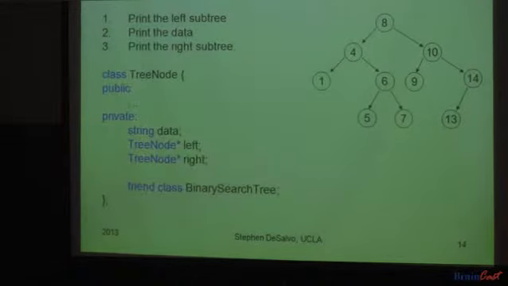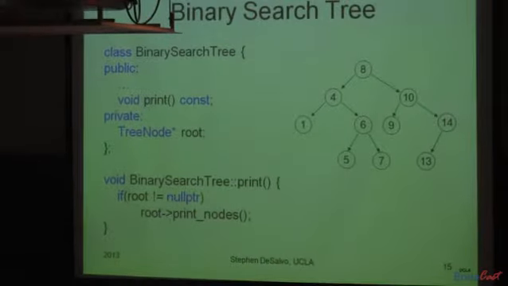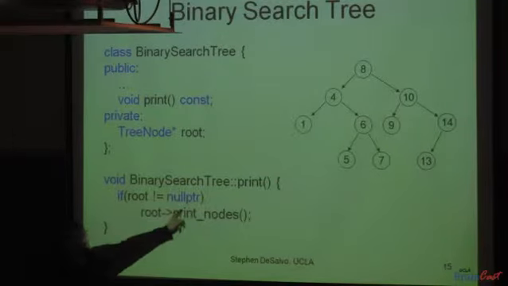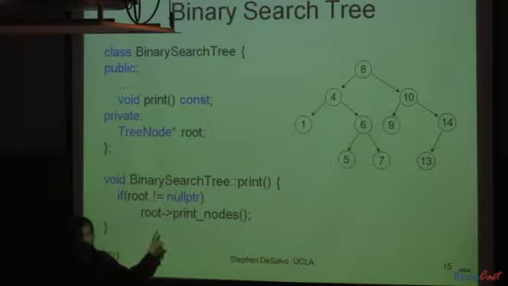Here's how it would look. So let me just go back. The tree node, recall, has data and left and right pointers. And it's a friend of the binary search tree class. So any function we write in the binary search tree class, any member function, can access those node variables as much as it wants. So the binary search tree has a print function, say, and all it's going to do is check if the root is not null. If the root is not null, then it's going to call print nodes using the root tree node object.